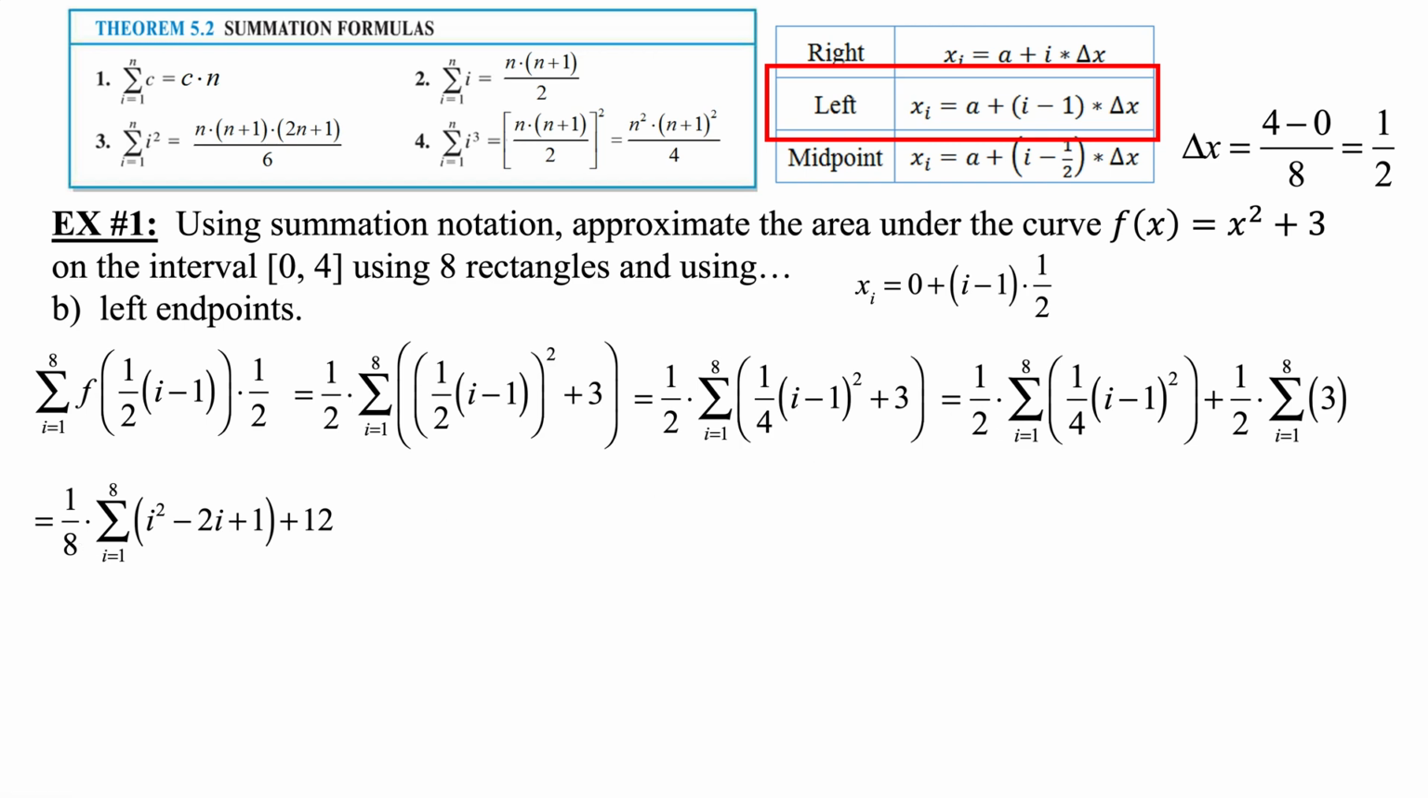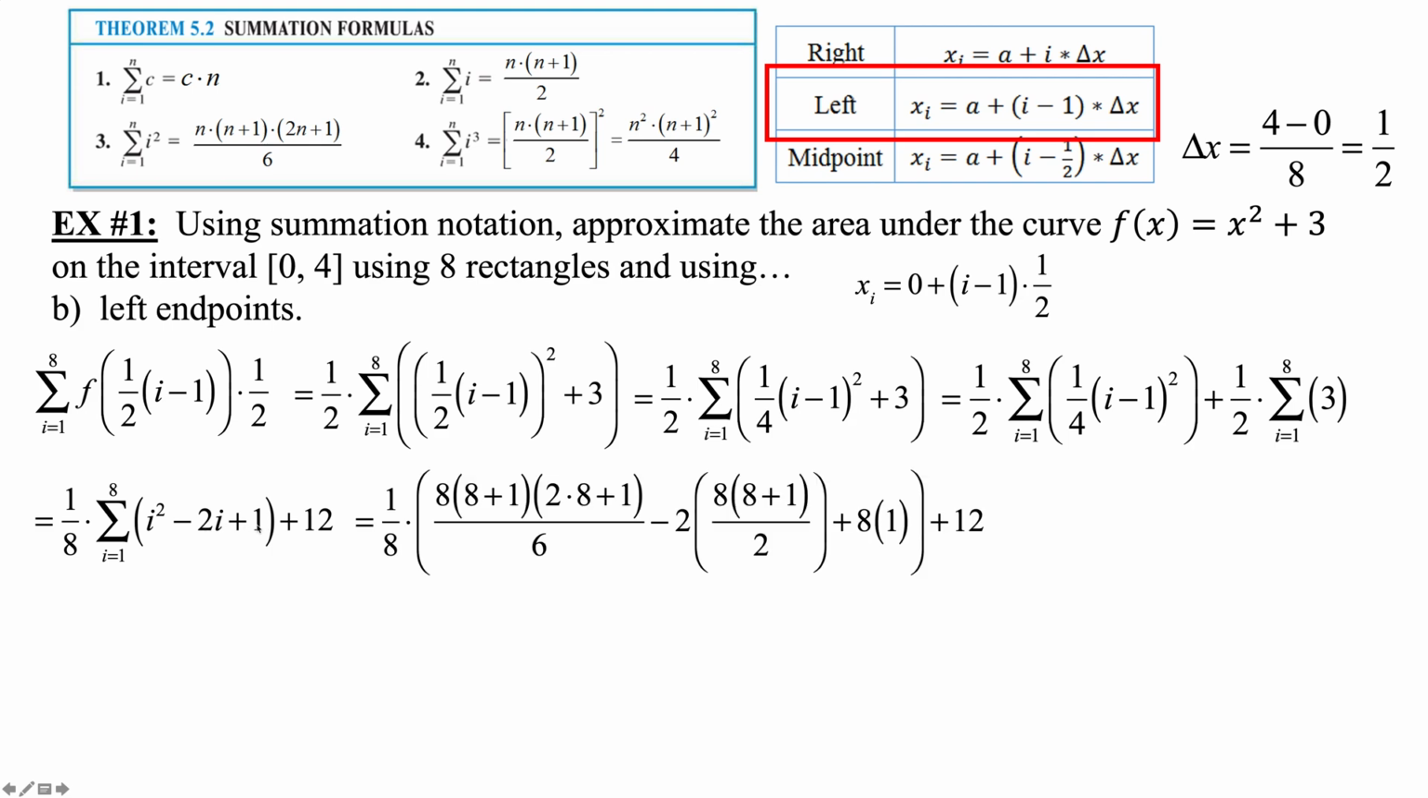I FOILed this out. (I minus 1) squared is I squared minus 2I plus 1. And over here, 1/2 times 8 times 3 is 24, so that's the same plus 12 as we had in the previous example. All right, so now we need to use our summations. We're going to break it down to 3 separate summations: one for the I squared, one for the minus 2I, one for the plus 1.